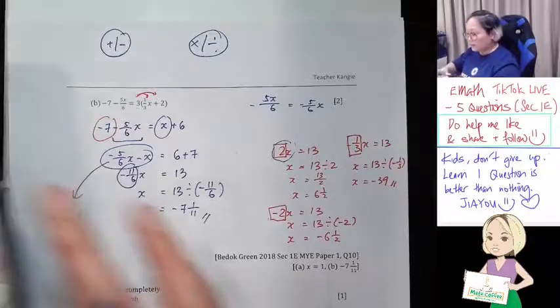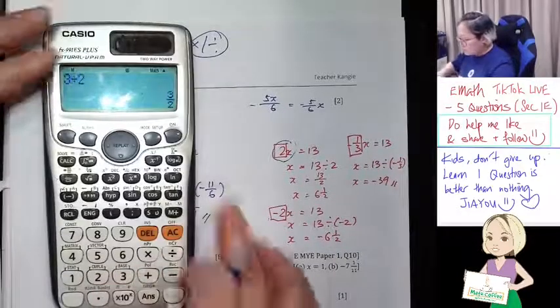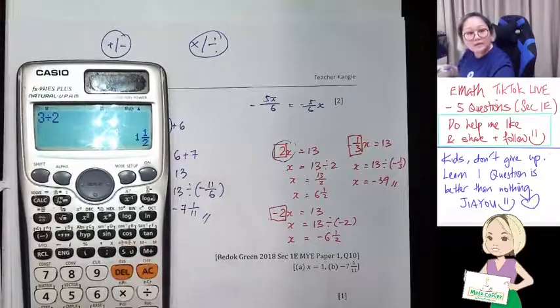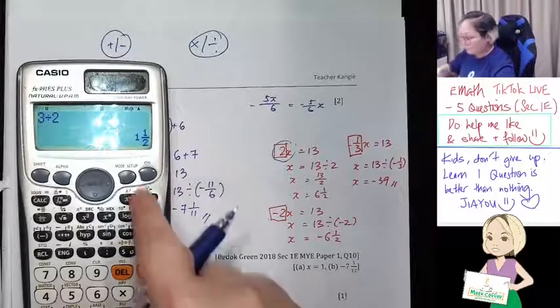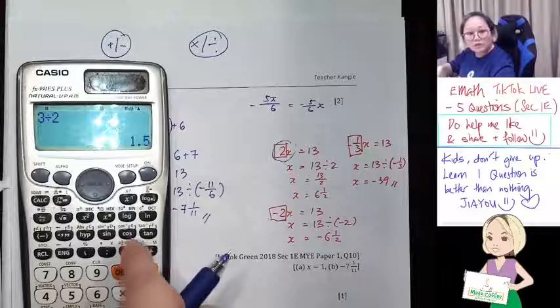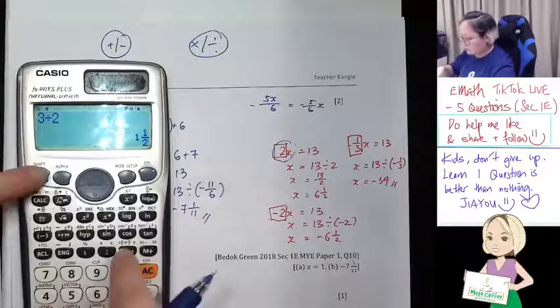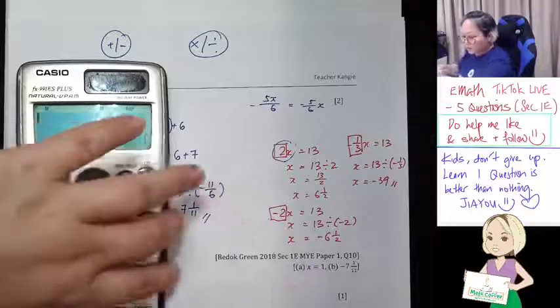The mixed number is this, you see 3 divided by 2. See, this is improper fraction, right? Press the shift, press this SD. Then it will change to mixed number. That changes to decimal, change to improper fraction, change to mixed number. Okay.